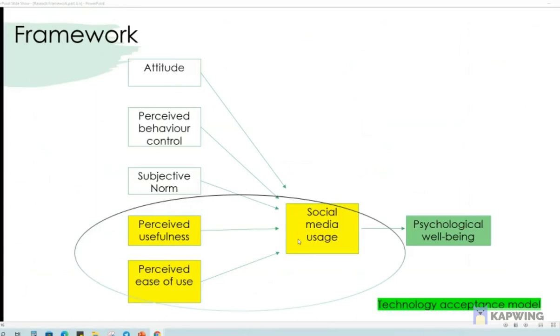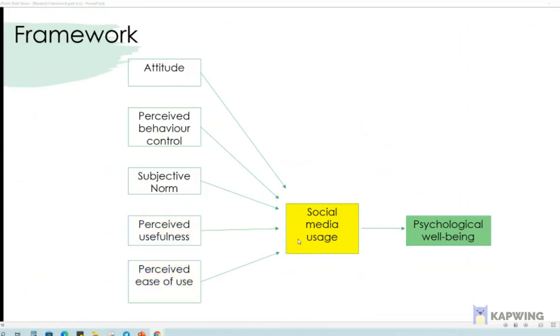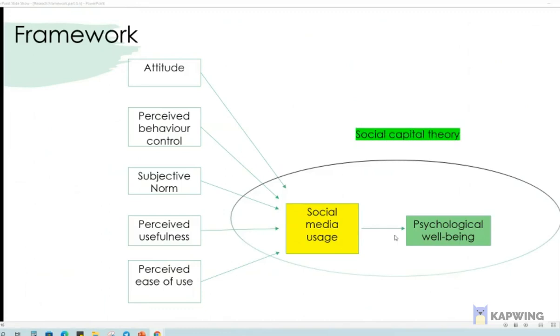That is how you can justify that these are the 5 independent variables that impact social media usage. The last part is social media use and psychological well-being. You cannot just simply draw the line. You have to look at the past theory as well. There is one particular past theory, social capital theory, that emphasizes usage behavior and psychological well-being. You can use and justify that this theory highlights that there is a relationship between these two. That's why you draw the line.